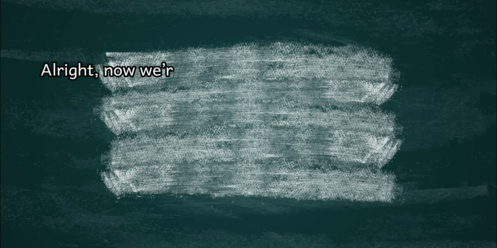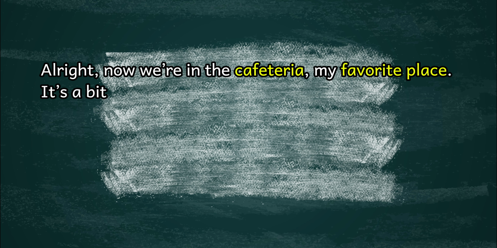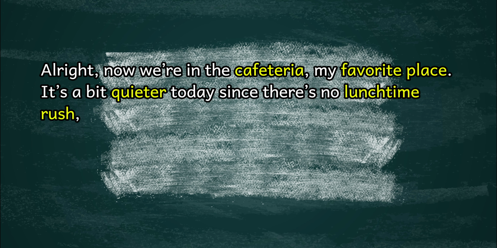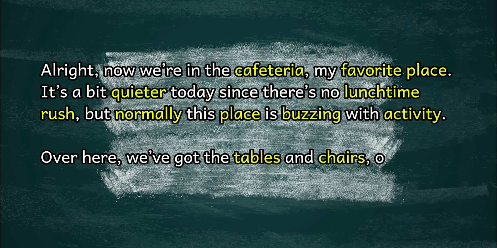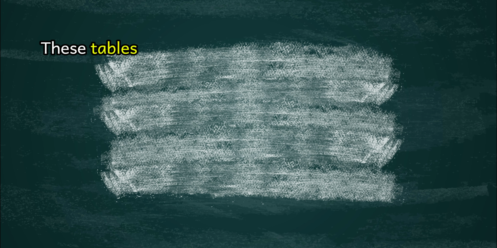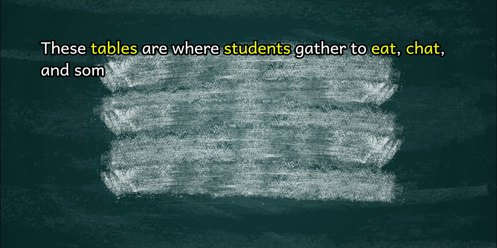Alright, now we're in the cafeteria, my favorite place. It's a bit quieter today since there's no lunchtime rush, but normally this place is buzzing with activity. Over here, we've got the tables and chairs, of course. These tables are where students gather to eat, chat, and sometimes even cram for a test.